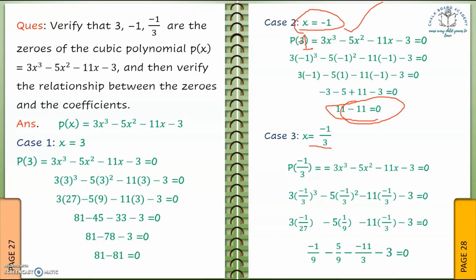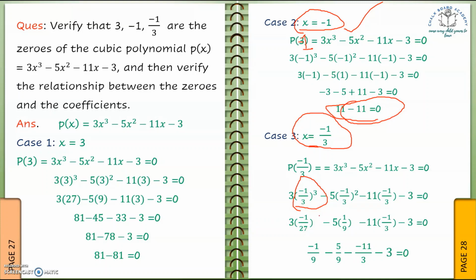Now the third case where x is equal to -1 by 3. So we will put the value of x as -1 by 3. So the equation is like this: 3 into (-1 by 3) cube minus 5 into (-1 by 3) square minus 11 into (-1 by 3) minus 3 is equal to 0. So it's (-1 by 3) cube, because it is minus and it's cube, so we get the answer as -1 by 27, which is multiplied by 3.